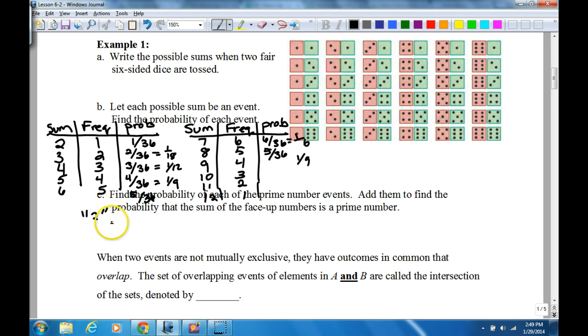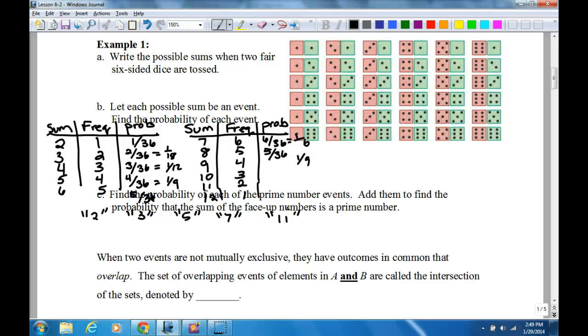2, 3, 5, 7, 11, because those are prime numbers. No, 13 is not a sum on here. The highest you can get is 12. Okay? Okay, so those are our 5 possibilities.